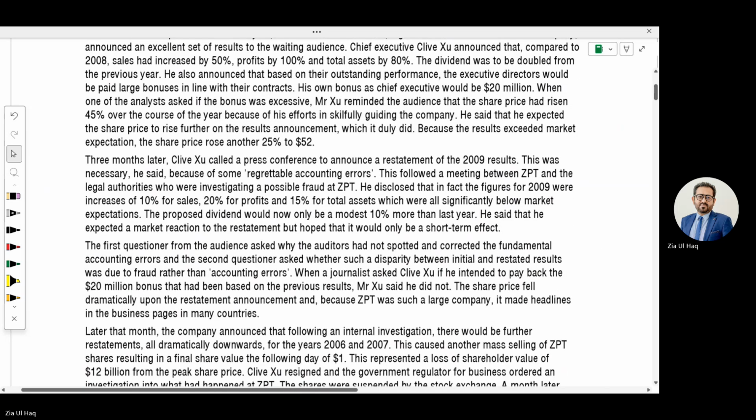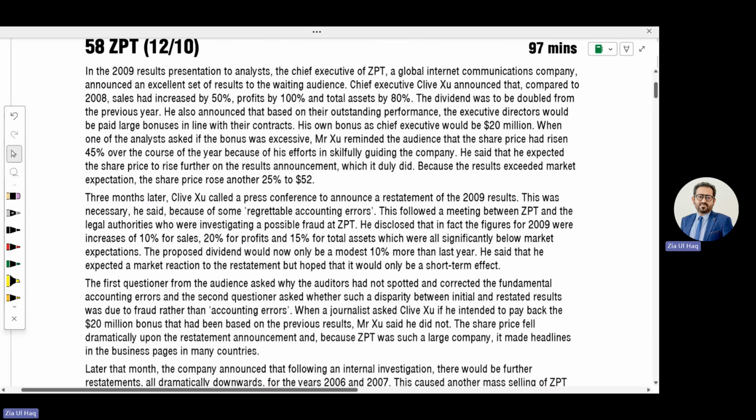Three months later, Clive Shue called a press conference to announce a restatement of the 2009 results. This was necessary, he said, because of some regrettable accounting errors. Oh, there were some accounting errors in previous results. So we are going to restate the results. This followed a meeting between ZPT and the legal authorities who were investigating a possible fraud at ZPT. And some authorities are investigating whether it is error or fraud.